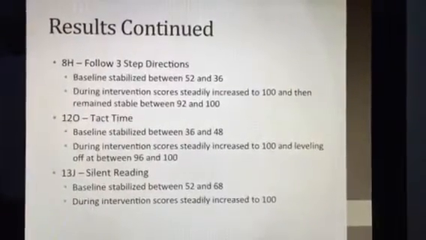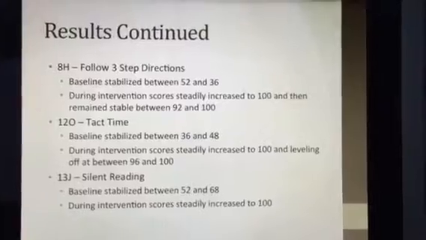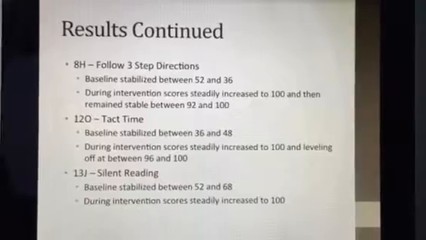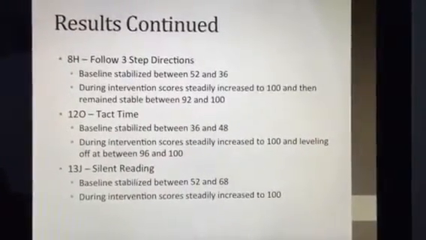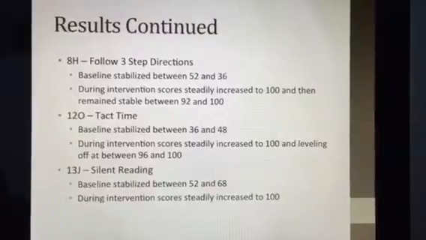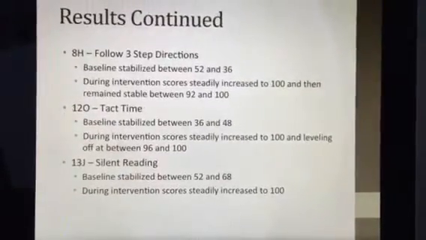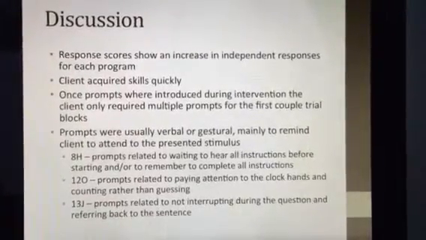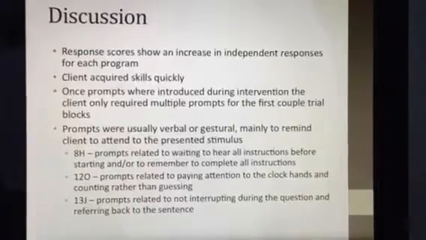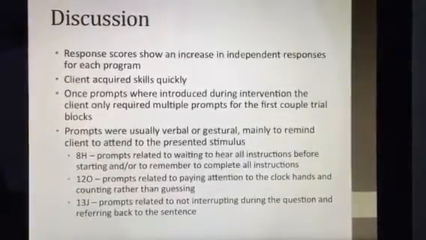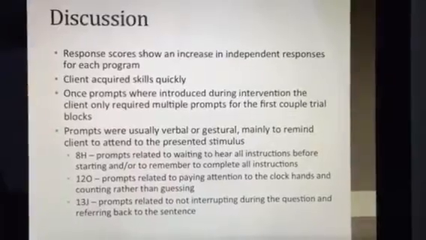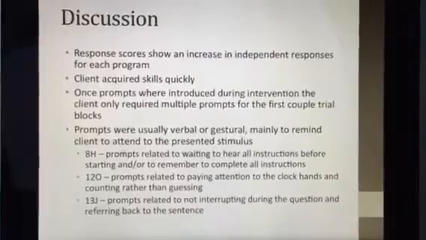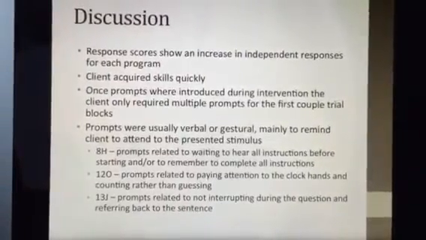For tacting time, baseline stabilized between 36 and 48. During intervention, his scores increased to 100 and leveled off at about between 96 and 100. For silent reading, baseline stabilized between 52 and 68, and during intervention, the scores steadily increased to 100. Again, the response scores showed an increase in independent, correct responses for all programs. The client acquired skills quickly. This was demonstrated by the fact that he only required multiple prompts for the first couple trial blocks.